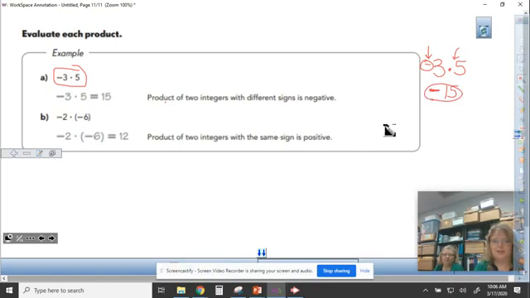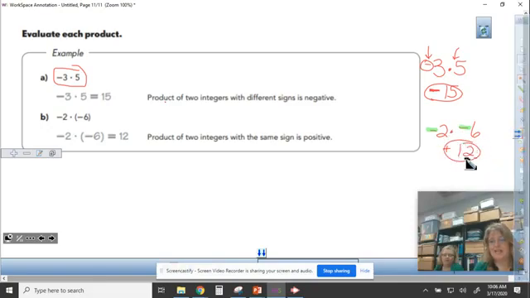On our next example, I have a negative 2 times a negative 6. And I notice that both of these are negative numbers. If the signs are the same, my answer is always going to be a positive answer. And then I just multiply like normal. 2 times 6 is 12.